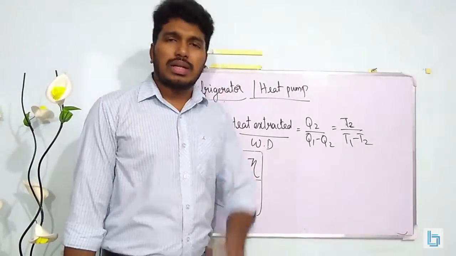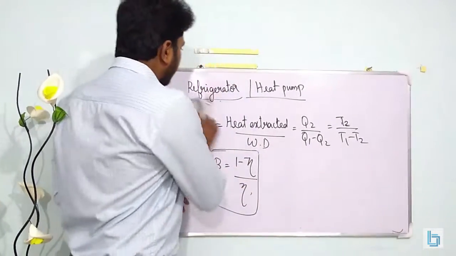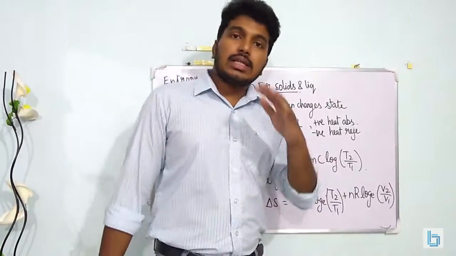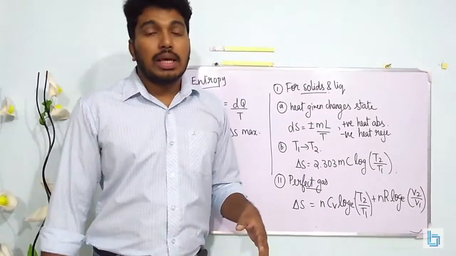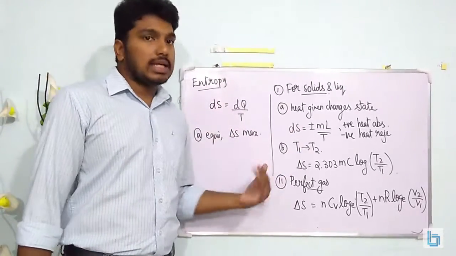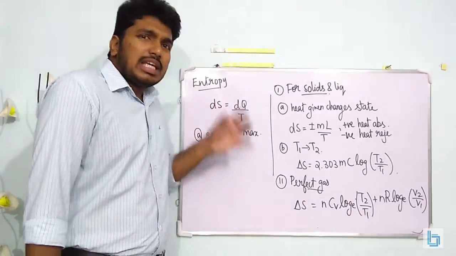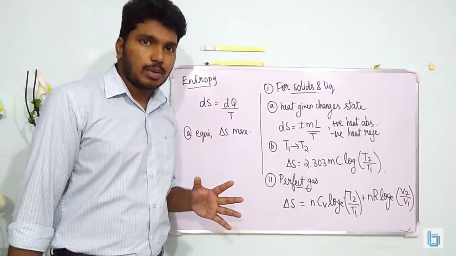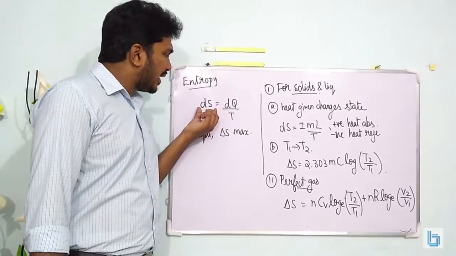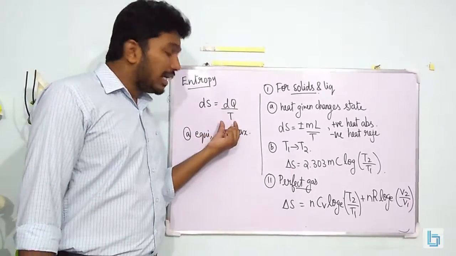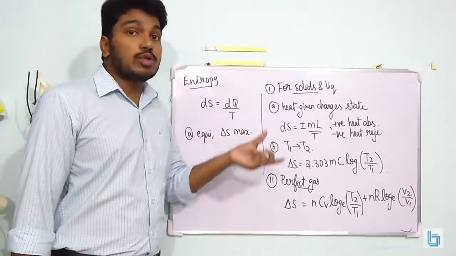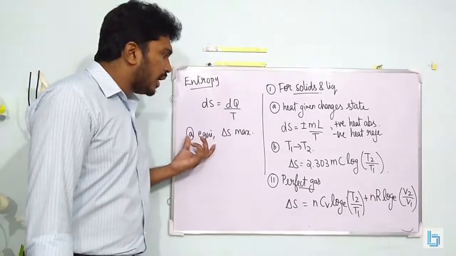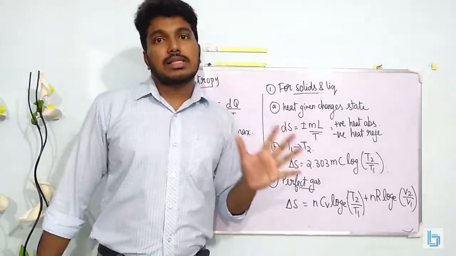So now we move to the last one, that is entropy. Entropy is a measure of the disorder of a system. The greater the disorder of a system, the greater will be its entropy. It is represented by dS or delta S. This is actually known as the mathematical form of the second law of thermodynamics. According to this, we can write dS is equal to dQ by T, where dQ is the heat absorbed by the system and T is the absolute temperature. And do remember that at equilibrium, the entropy will be maximum.